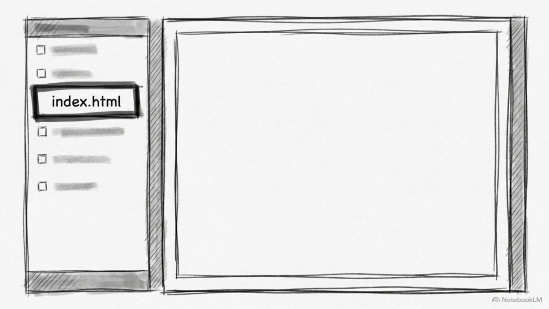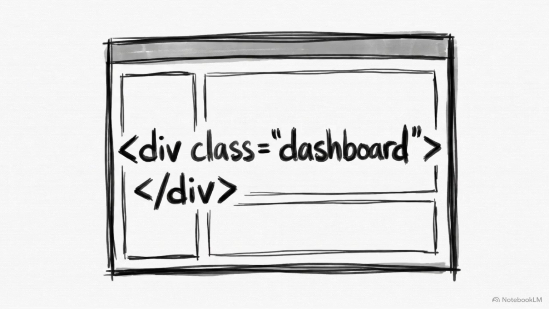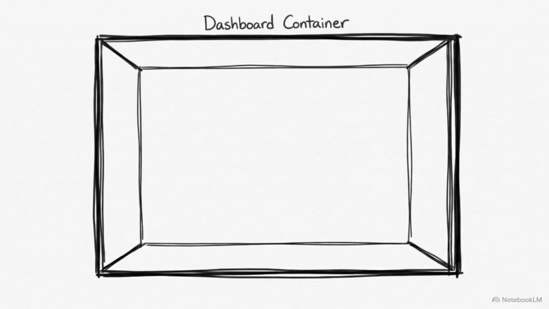We start with the structural layer. Create a new file named index.html, and generate the basic HTML boilerplate. This sets up the head and body tags, where all our visible content will live. Inside the body tag, create a primary div element and assign it a class of dashboard. This acts as the main container to hold our entire layout.